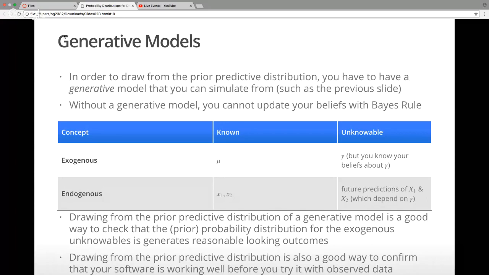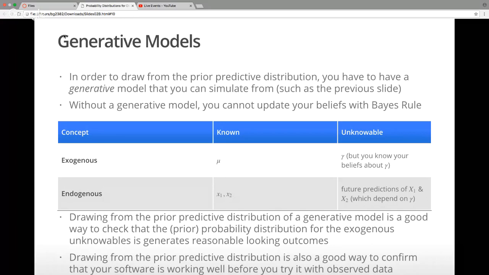So this x1 and x2 is like collected data that we have already. But the 4th thing, the endogenous unknowables, are future predictions for the number of pins knocked down on the first roll, the number of pins knocked down on the second roll by this same bowler, but in the future. So maybe that's not totally unknowable because we could just wait. But as of right now, we don't know what your future rolls are going to be.